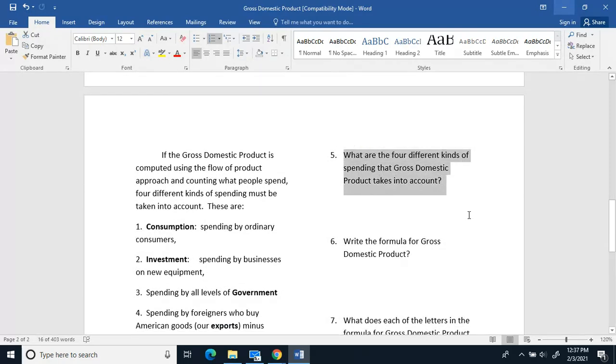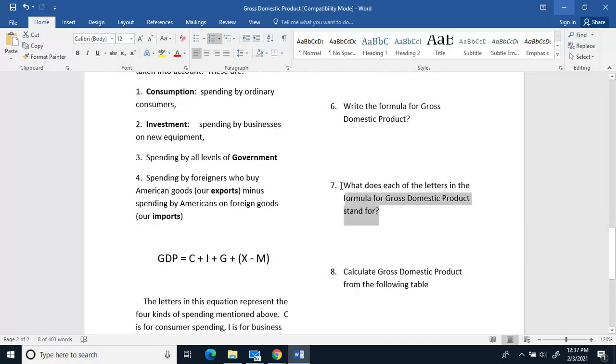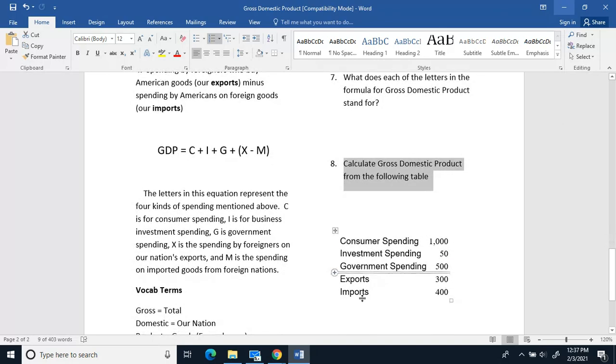5, what are the 4 different kinds of spending that gross domestic product takes into account? 6, write the formula for gross domestic product. 7, what does each of the letters in the formula for gross domestic product stand for? And 8, calculate gross domestic product from the following table.